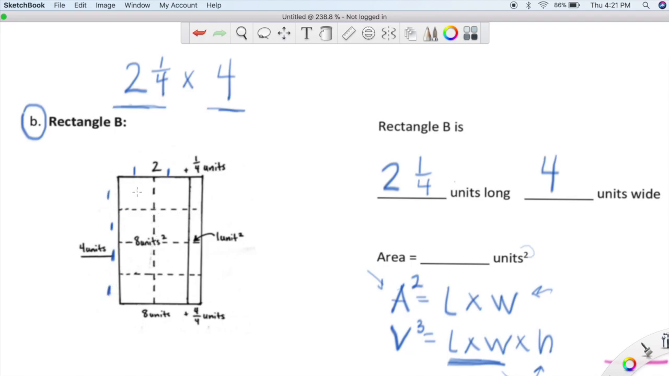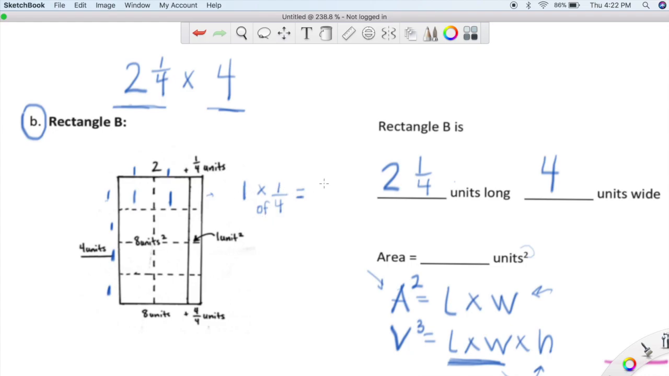We are first going to multiply within this tile. So it's 1 times 1, which is 1. And then we're going to multiply 1 times 1, which is 1. For this third piece, we're going to multiply 1 times 1/4. Or we are looking for 1 of 1/4. We've done a lot of work with that. 1 times 1/4. Let's think about that.